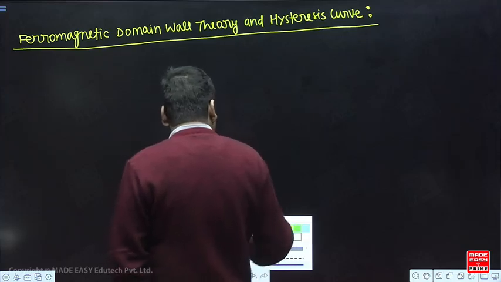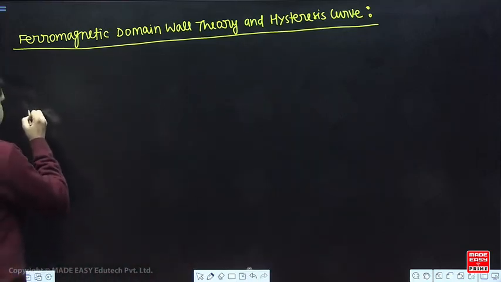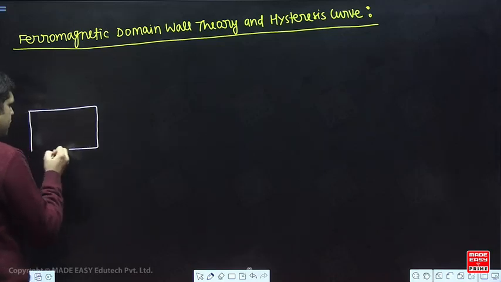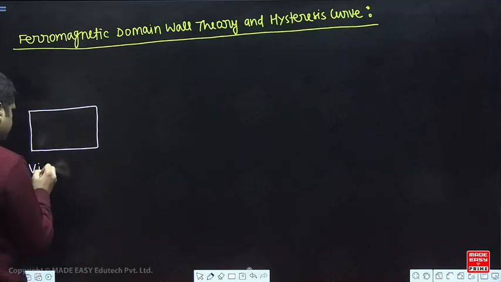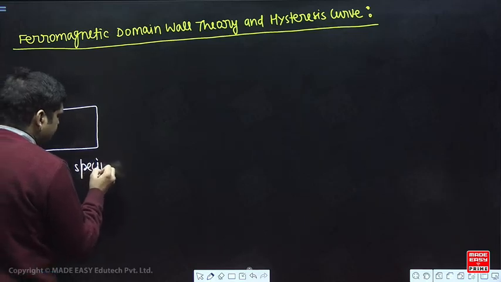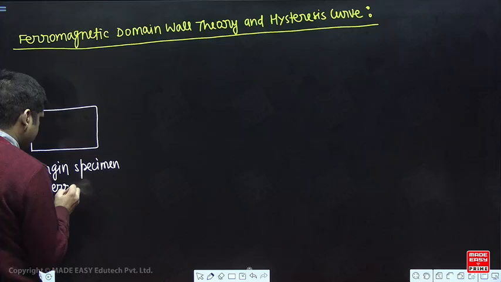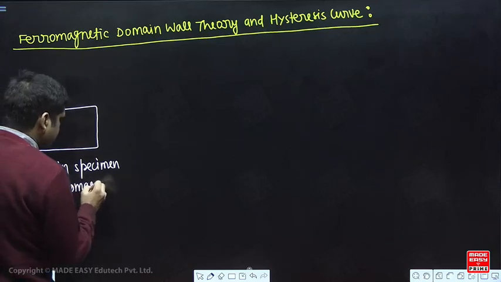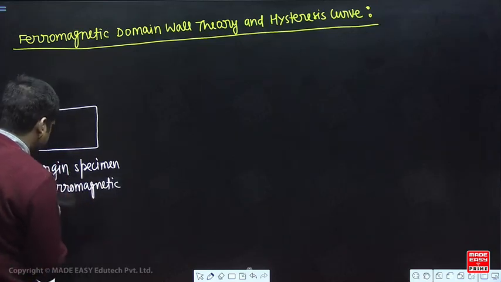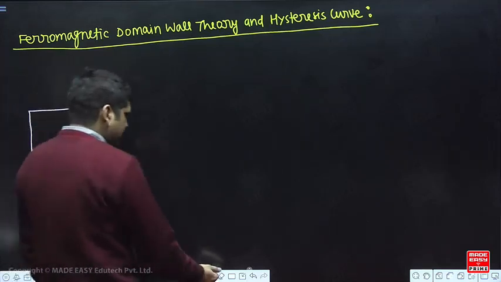Let us suppose we take up a fresh ferromagnetic material. When I say fresh ferromagnetic material, I mean a virgin specimen of ferromagnetic material. It means this material has never been subjected to a magnetic field in its life.